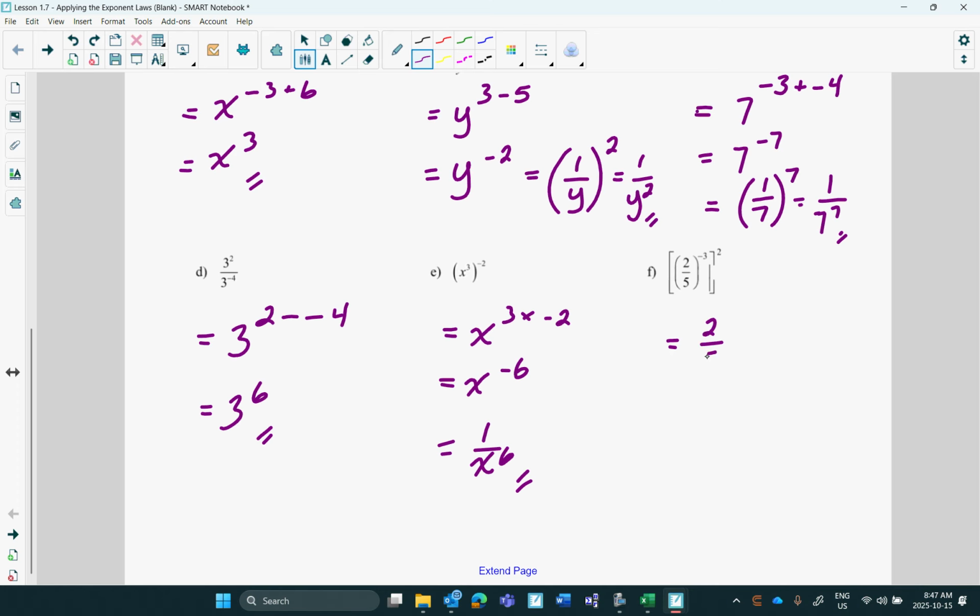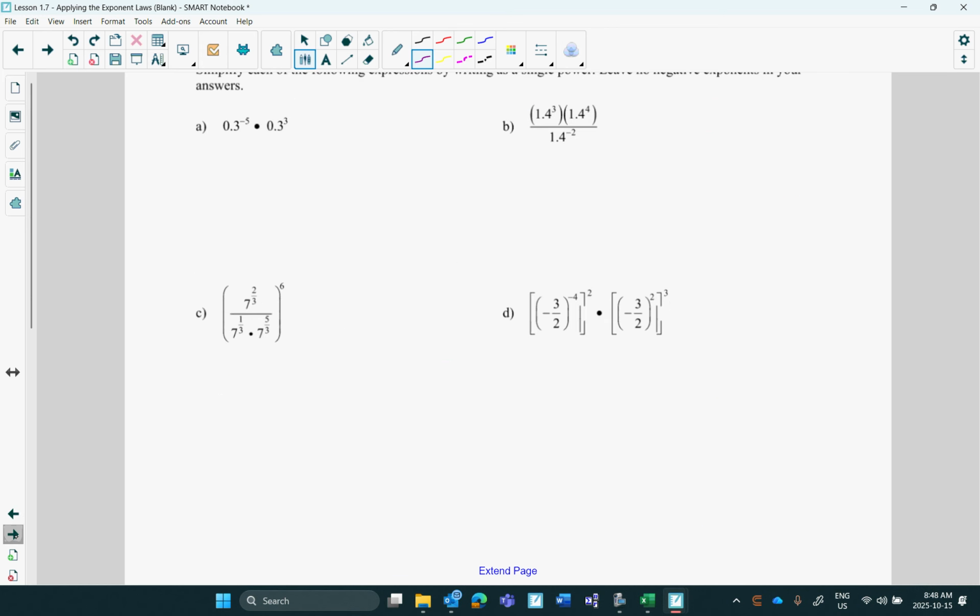2 over 5. What do I do with the exponents? Multiply. So I get 2 over 5 to the what? Negative 6. How do I write that using a positive exponent? 5 over 2 to the positive 6. Perfect. Okay. So those were sort of straightforward ones.